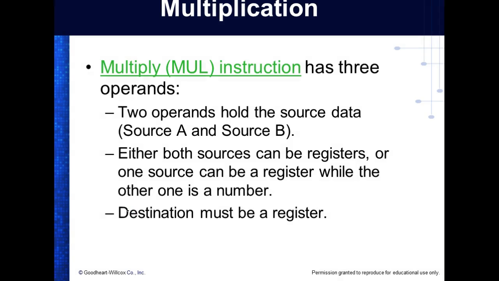So, same thing, I could repeat this every time. 2 operands hold the source data, source A, source B. Either or both can be what? Registers, or one can be a register and one can be a number. I understand that. And then we have to specify what? A destination.